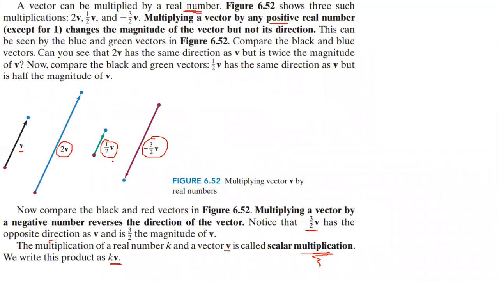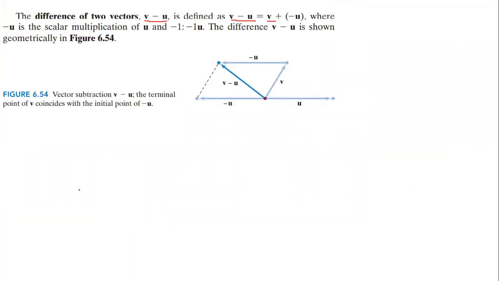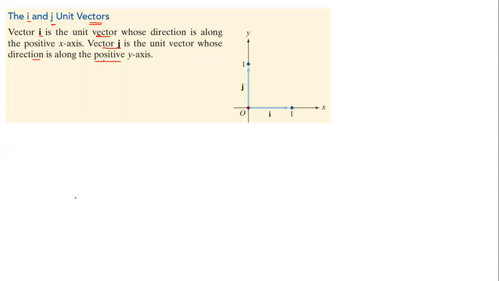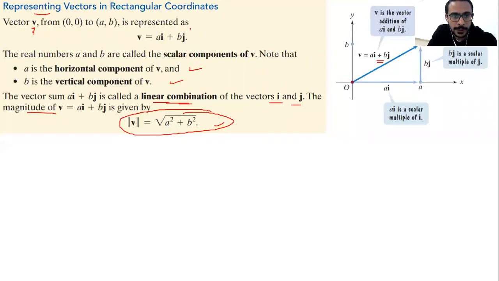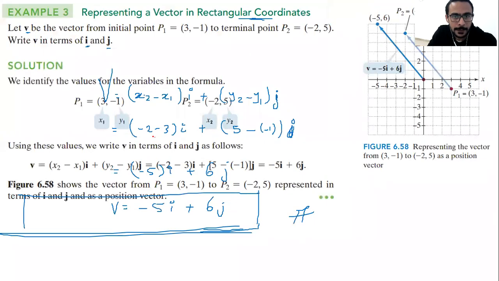Example 2, part 2 in this lesson, we said how to add and subtract, how to write the vector in the unit vectors i and j. We stop here, guys. How to write the vector as ai plus bj, rectangular coordinates, in example 2 and example 3.